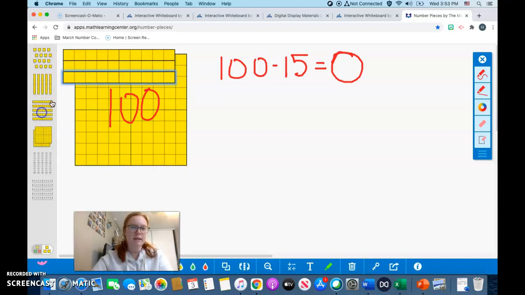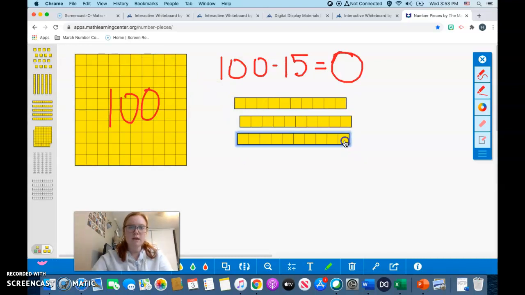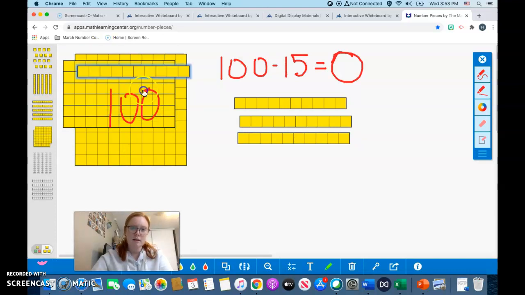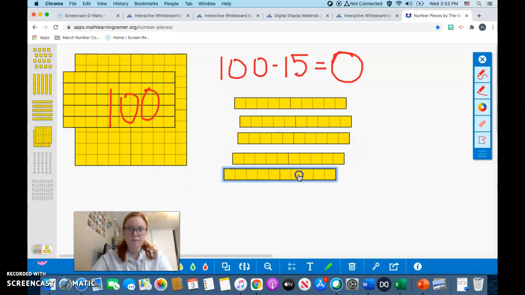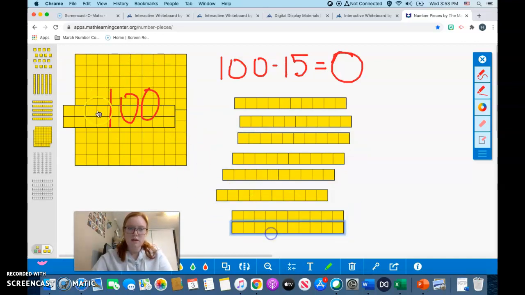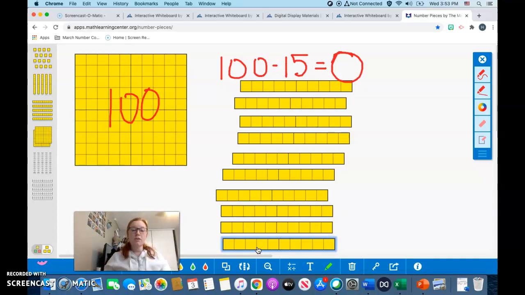I'm going to grab 10 of these. 1, 2, 3, 4, 5, 6, 7, 8, 9, 10. Okay. Great. 1, 2, 3. All right. 1, 2, 3, 4, 5, 6, 7, 8, 9, and 10. Okay, great. So that, if I have tens, I also have 100.